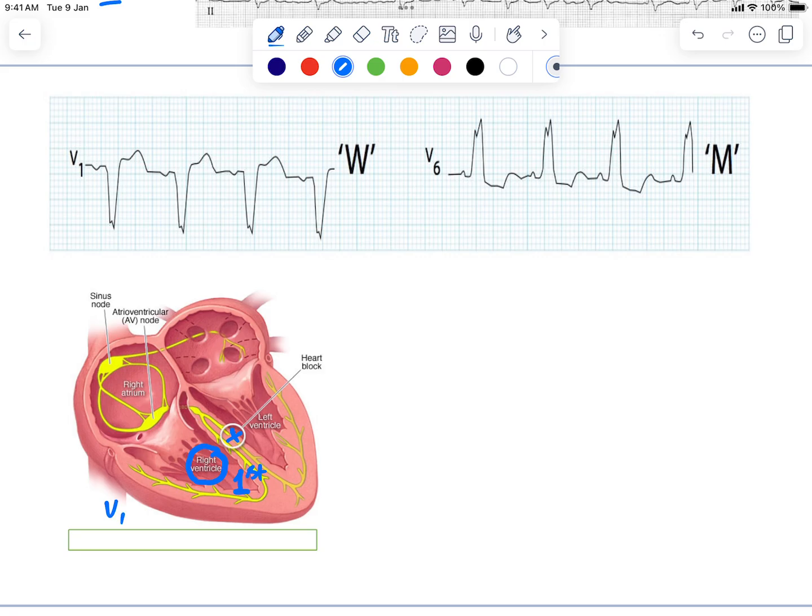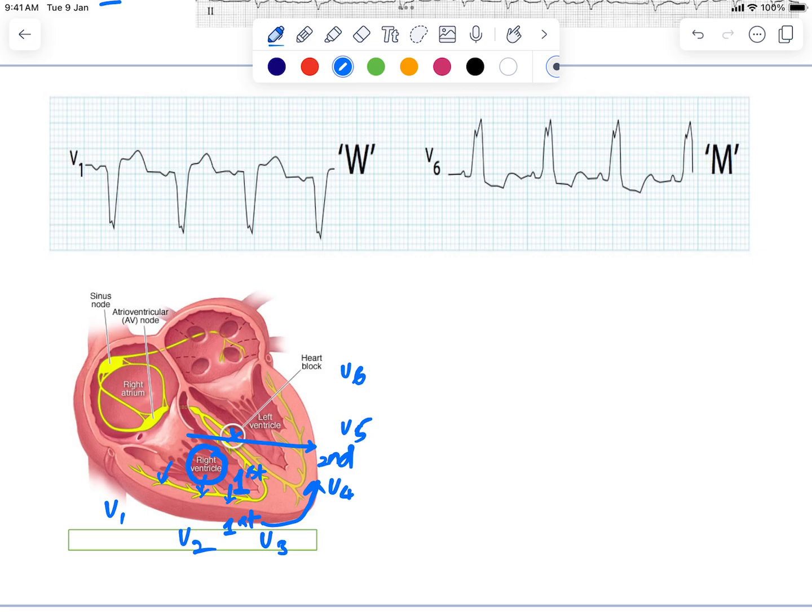So this is your V1 and this is your V2, V3, V4, V5 and V6. If you observe, the electrical activity is towards the right ventricle first. That means it is away from your V3, V4, V5, V6. The vector is moving from right to the left because your right ventricle is getting depolarized first. After the right ventricle, the left ventricle will depolarize later. That is second. So the vector is moving from right to left.